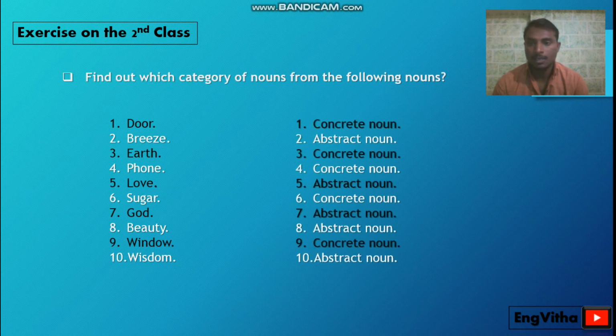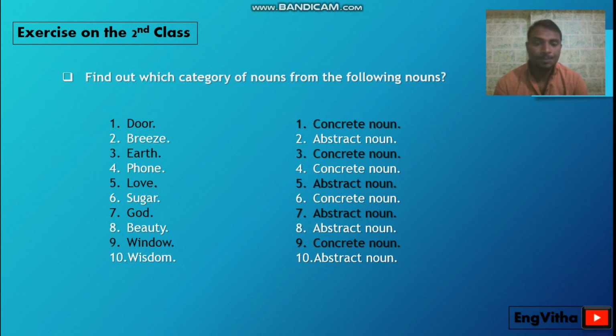So here are the answers for these questions. Door is a concrete noun because it can be touched and seen. Breeze is not a concrete noun but an abstract noun because it cannot be touched and seen. Earth, concrete noun. Phone, concrete noun. Love, abstract noun because it can be felt but not seen and touched. Sugar, concrete noun. God, abstract noun because God is invisible and we can't touch God. We only feel the existence of God.